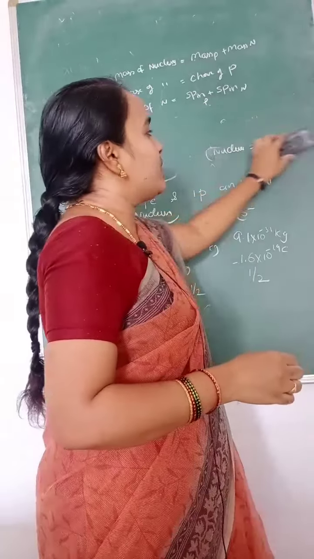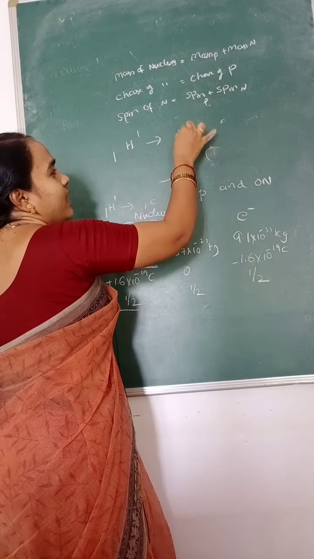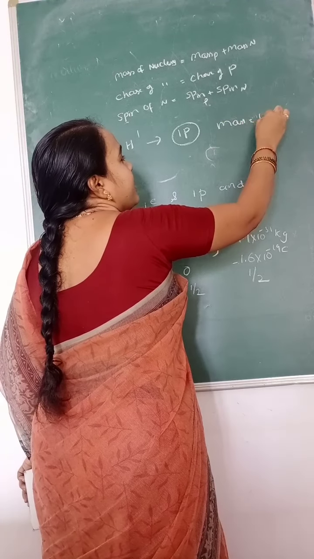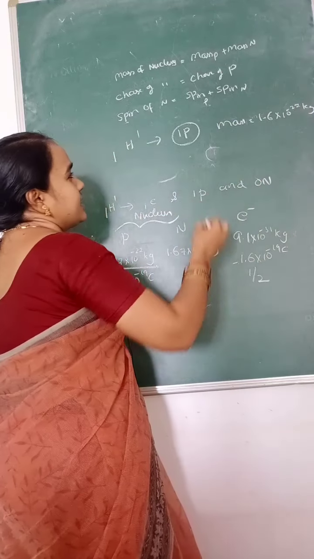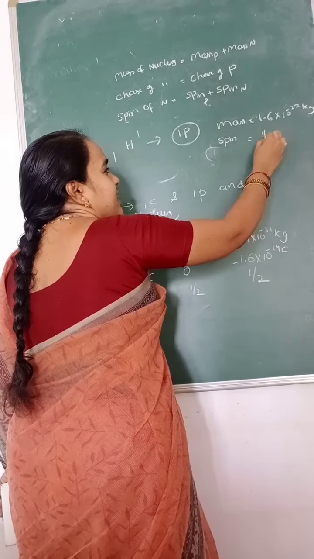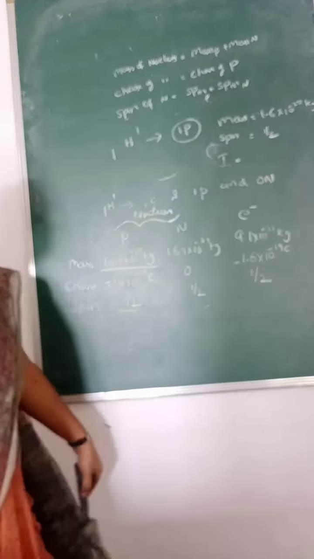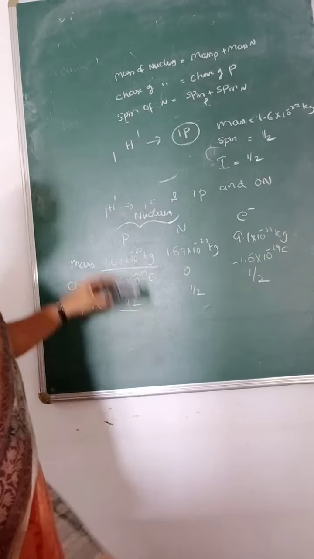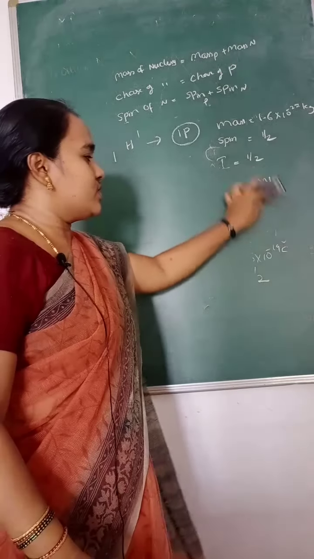So for this hydrogen atom, since the nucleus consists of only one proton, its mass is 1.67 into 10 power minus 27 kg, and its spin is 1/2. The nuclear spin quantum number is represented with the letter I, hence the I value is 1/2.